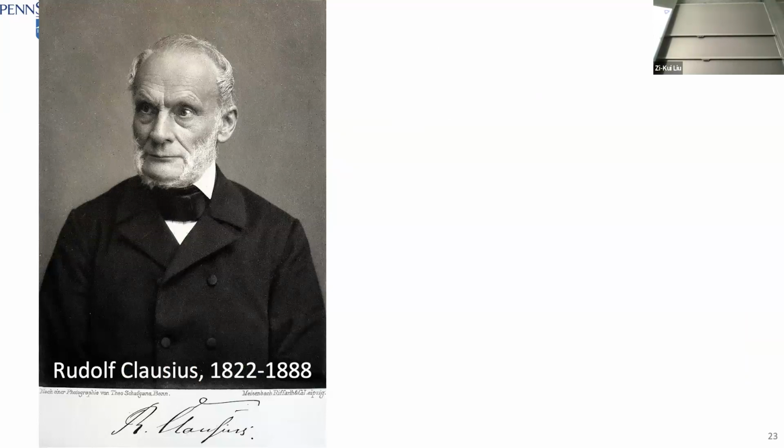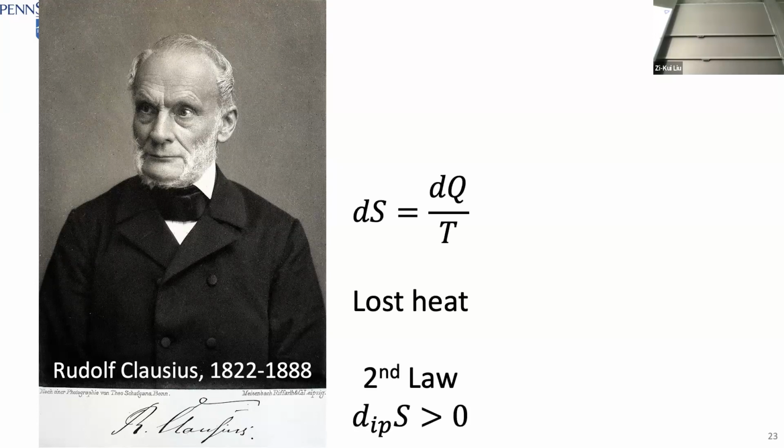So people looked at this process, and then they defined that the entropy change is dS equal to dQ over T. That means you want to put in steam to produce work, right? They found it cannot be 100% because some heat is lost. So entropy was first defined by the heat lost, dQ divided by T. Then they found the second law: any process has to have positive entropy production. That means entropy is lost and cannot be used to do work.